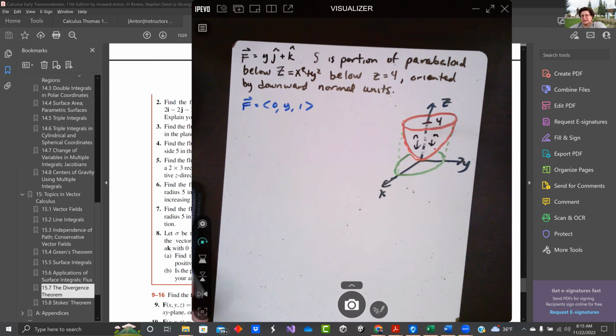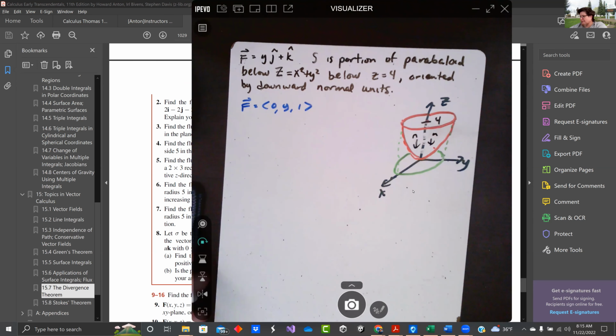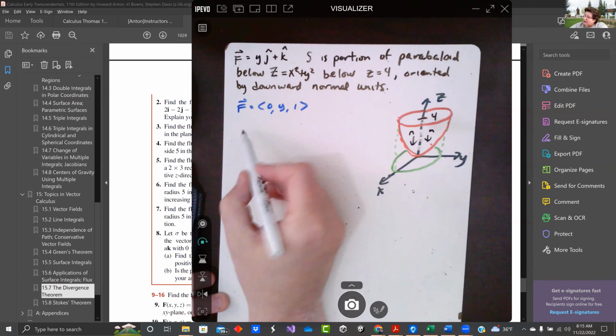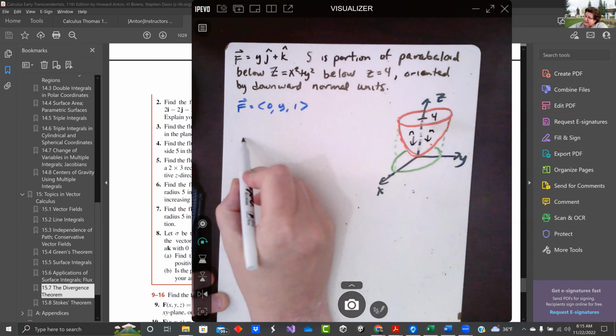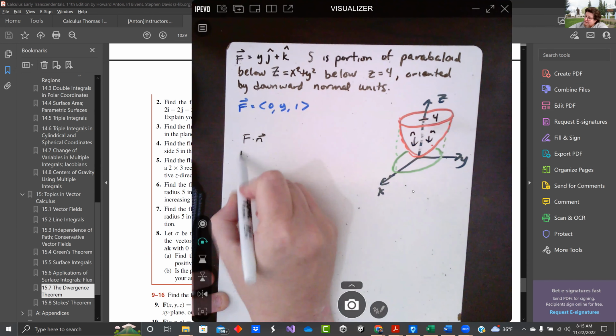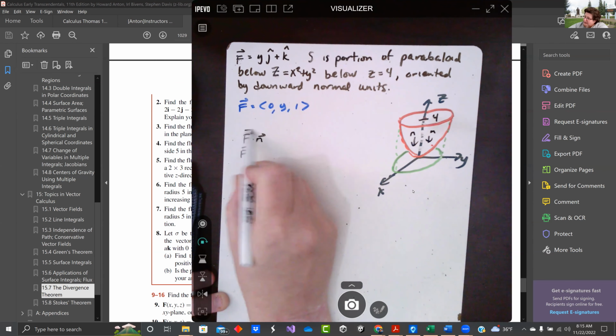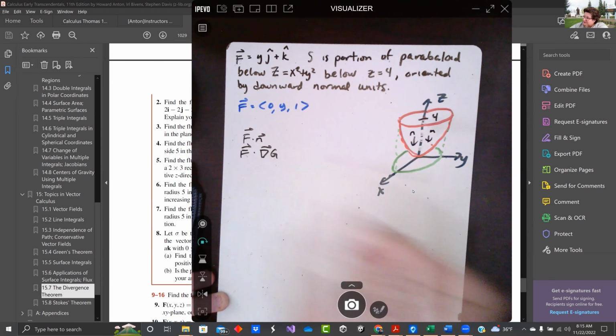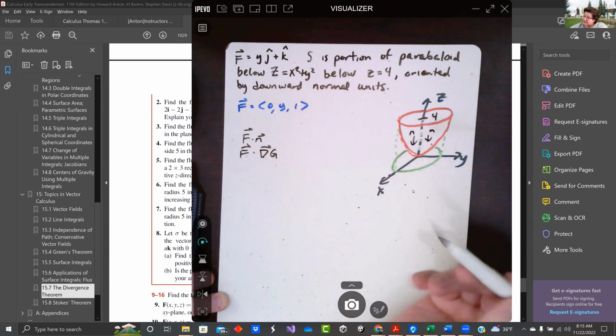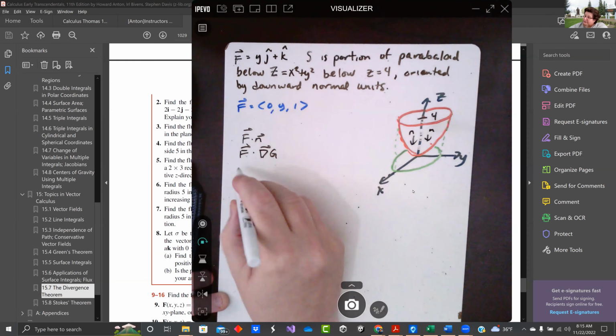Which means, which format do we want to use? Here, we can do F dot N. We can do F dot grad G, which is probably the best way to go because we've got Z as a function of the other two. Or we could parameterize it.